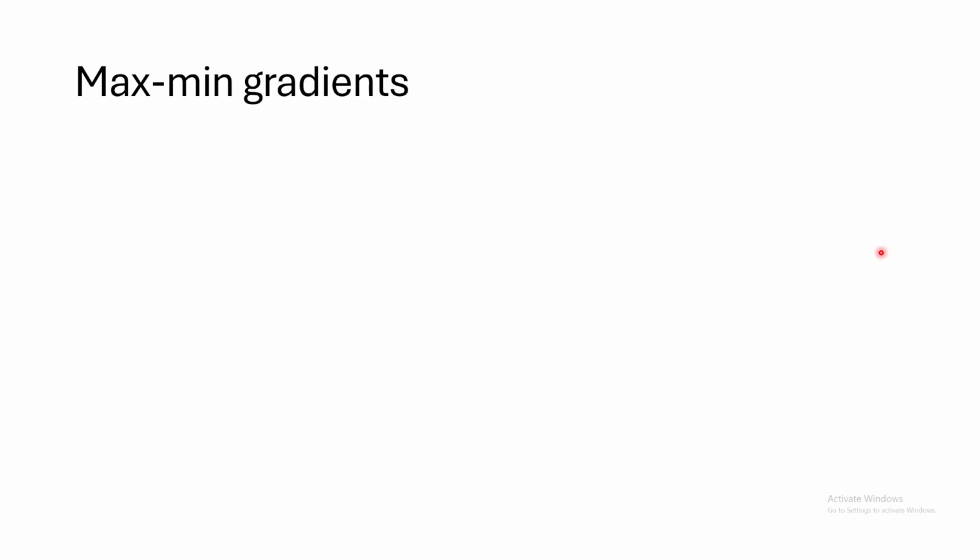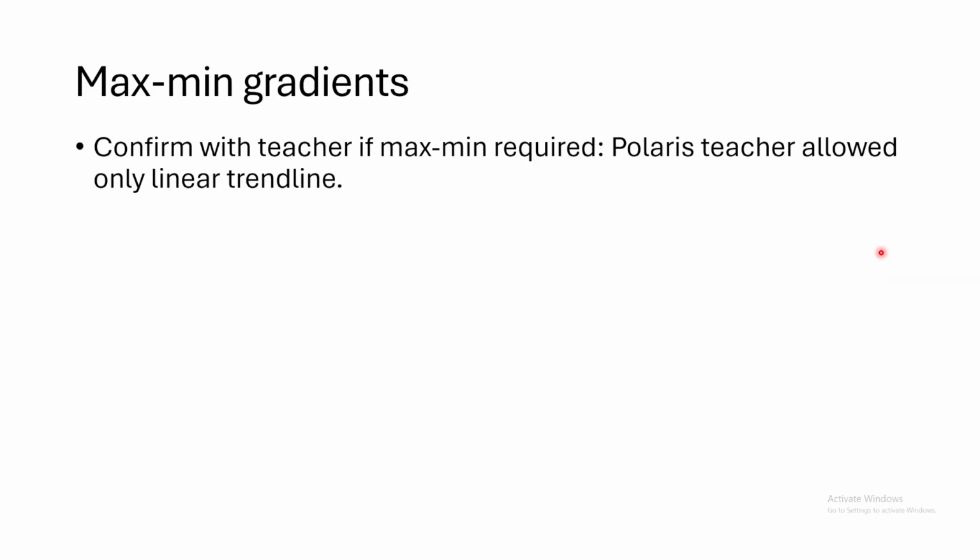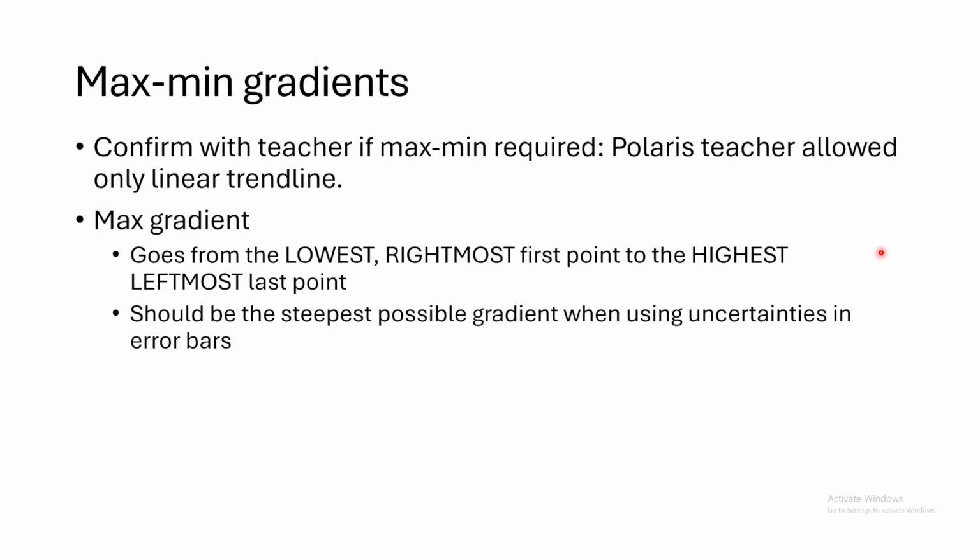Now, max-min gradients. These are something that I've noticed a lot of students struggle to wrap their head around and to actually pull off in Excel. So I'll do a mini exemplar shortly to show you exactly how to do max-min. Firstly, confirm with your teacher if your max-min is required. Polaris said that his teacher allowed only a linear trend line.